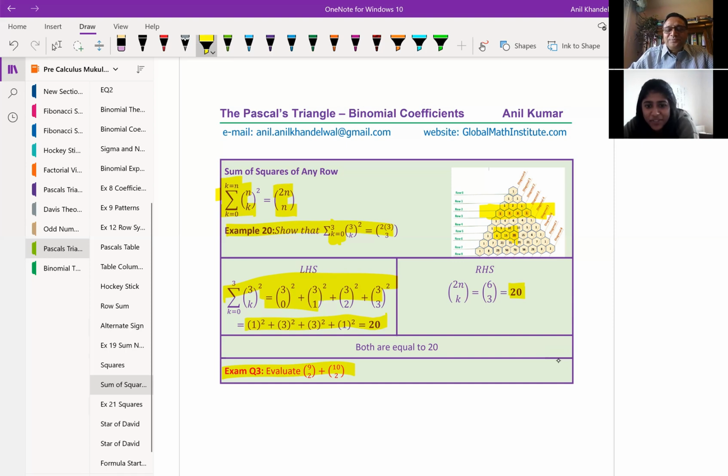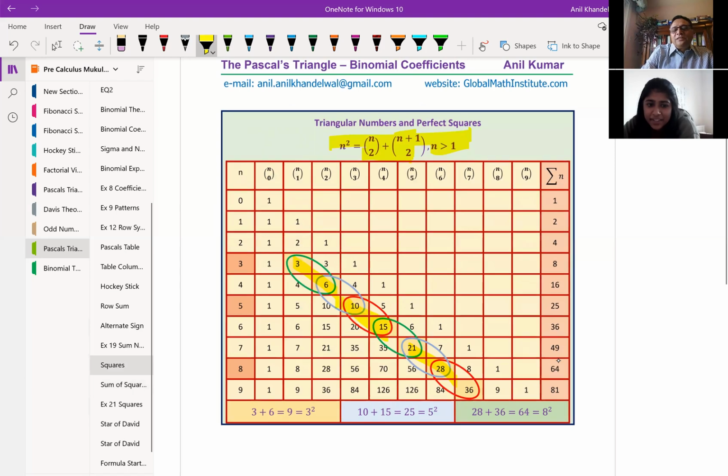Okay, so off the triangle, you don't add them. We're talking about choosing these two elements in the same diagonal, right? We are moving the row. And what you get is n squared. That is what we are looking into. Do you get the idea?